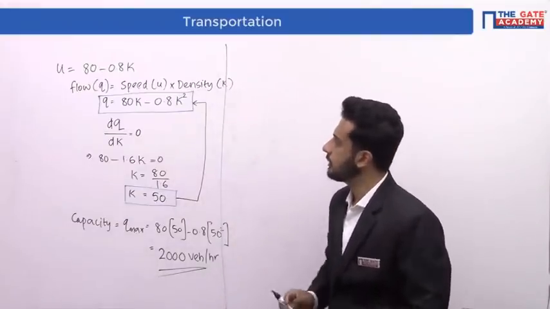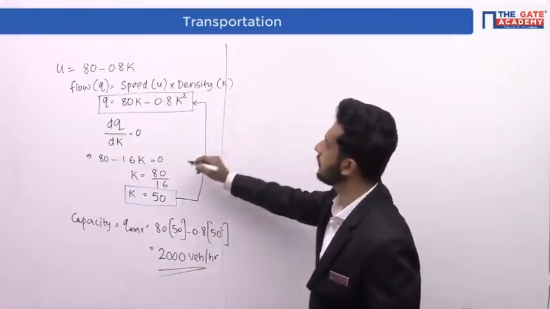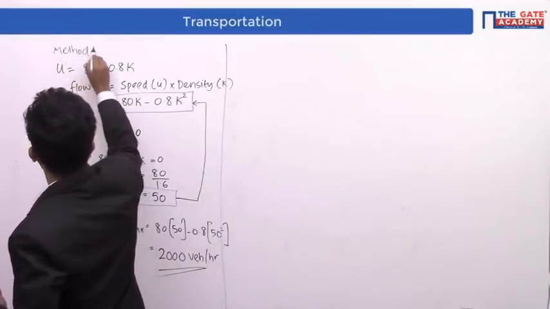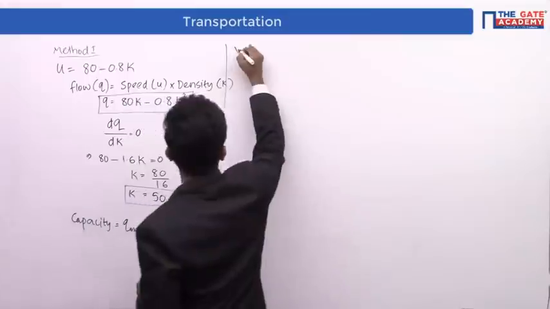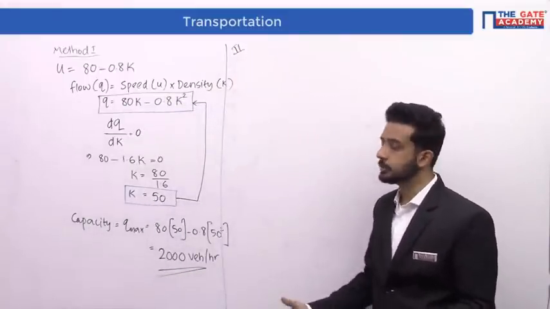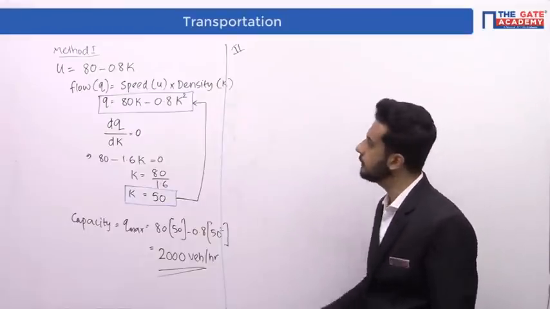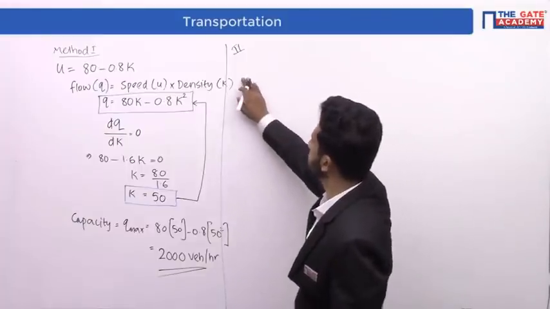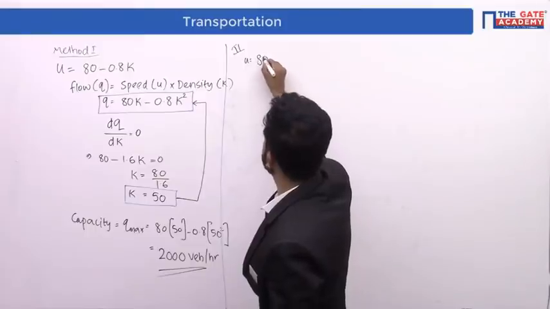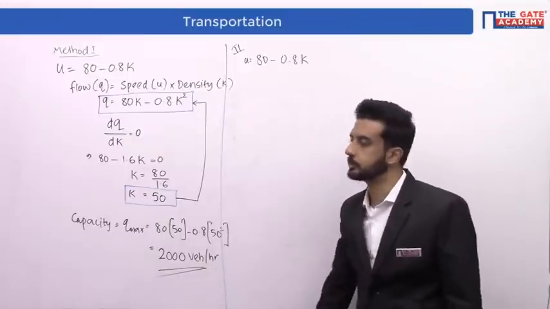In two more methods we can proceed. So this I can take as method 1. Now I will show you the second method. You can select whichever method you feel comfortable with. Now, we know that u is equal to 80 minus 0.8 k. So this is the given expression.